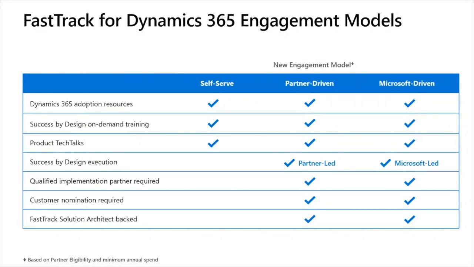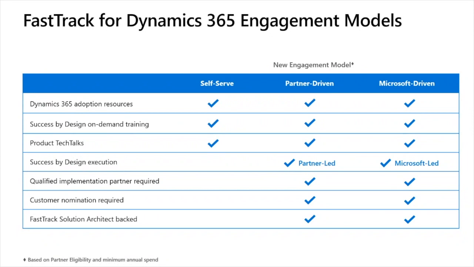Looking at the partner-led Success by Design execution, this is where you'll see the most changes. Here we will also require the partner to have gold or silver cloud business application competency. Again, the project must be nominated either by the partner or the Microsoft field. For finance and operations apps, we have previously been supporting these through the Essentials program. On the CE side, most of these customers went live without any FastTrack engagement.